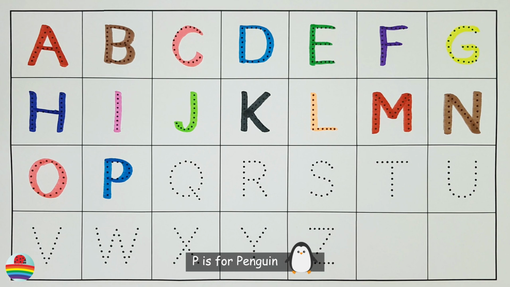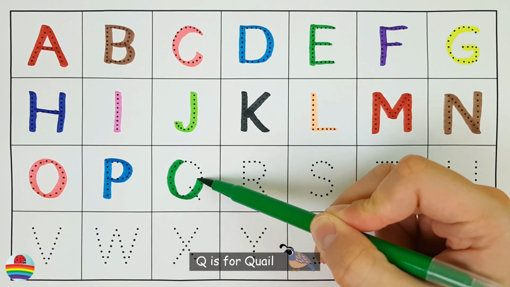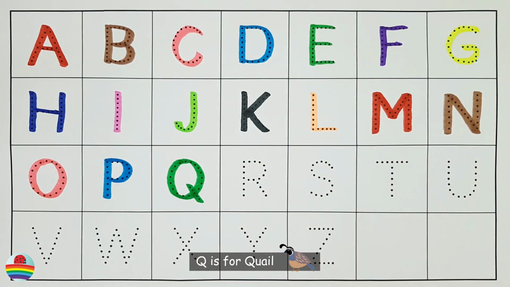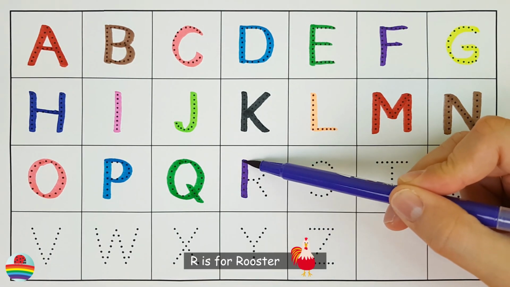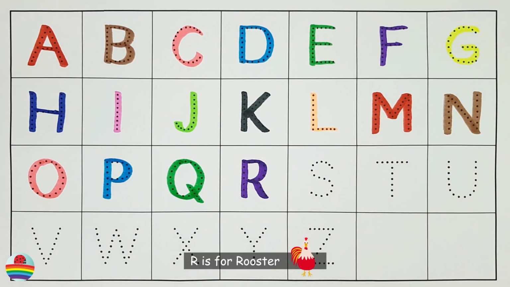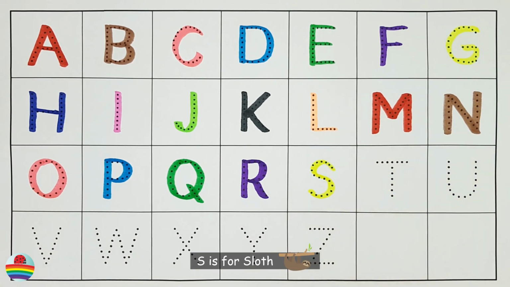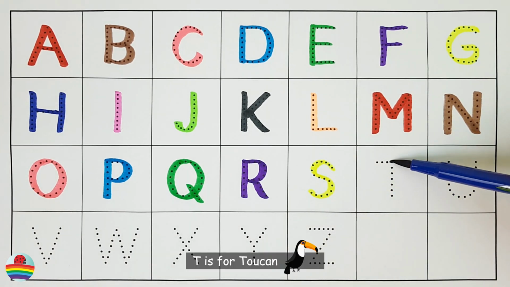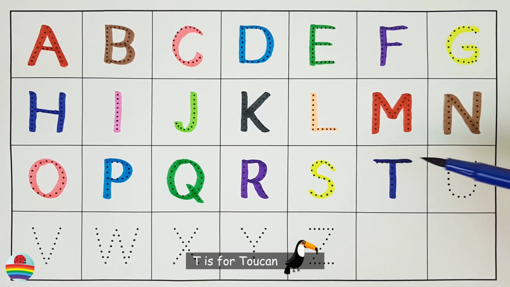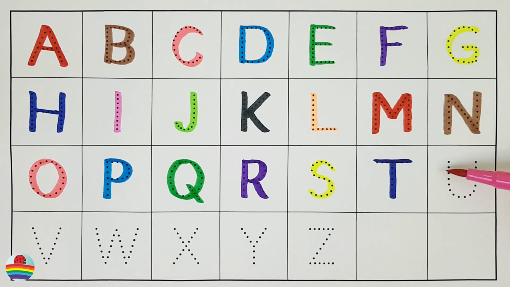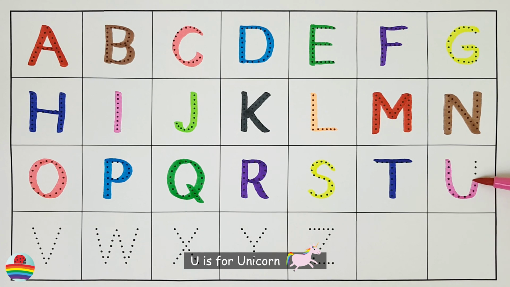Q is for quail. R is for rooster. S is for sloth. T is for toucan. U is for unicorn.